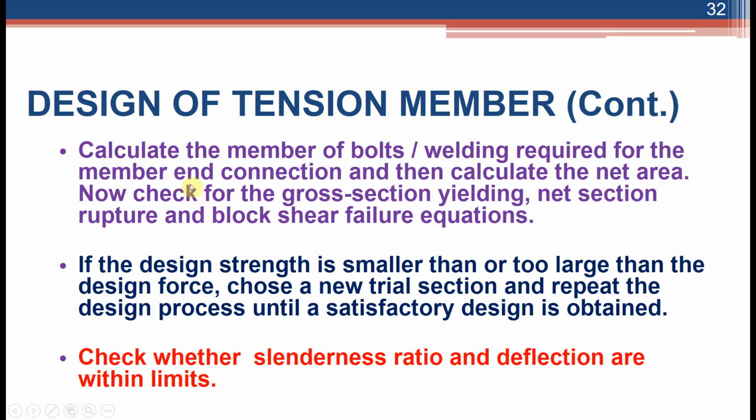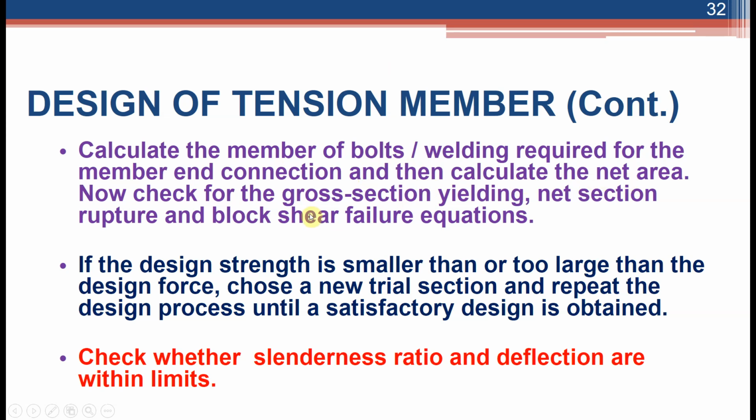Now calculate the number of, actually there is a mistake here. It is written member, but it's not the member, it's the number. The number of bolts or length of weld required for the member end connection. That means after finding the gross area requirement, the next step is to design a connection. So we have to assume whether it's a bolted connection or a welded connection. So you have to find out the number of bolts or length of the weld.